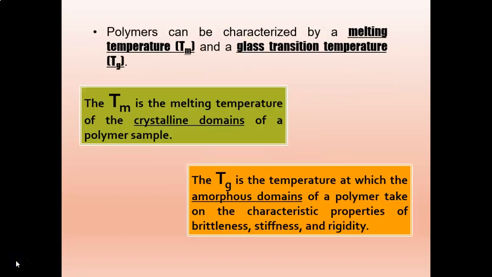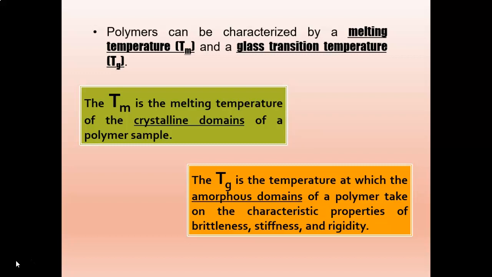Also use differential scanning calorimetry, or DSC, to examine the percentage of crystallinity of the polymer. Okay, by the way, now we proceed. Polymer can be characterized by a melting temperature, Tm, and a glass transition temperature, or Tg.